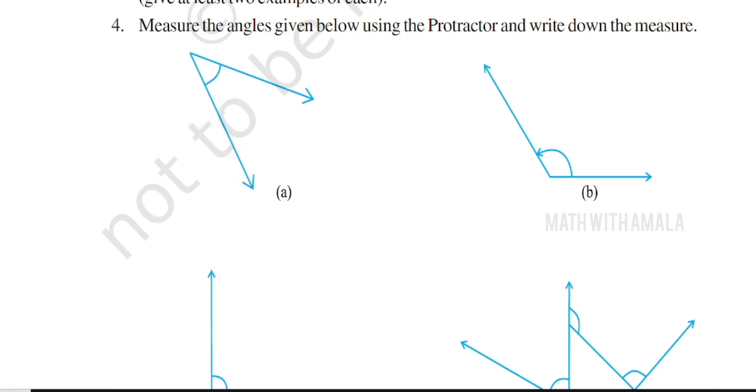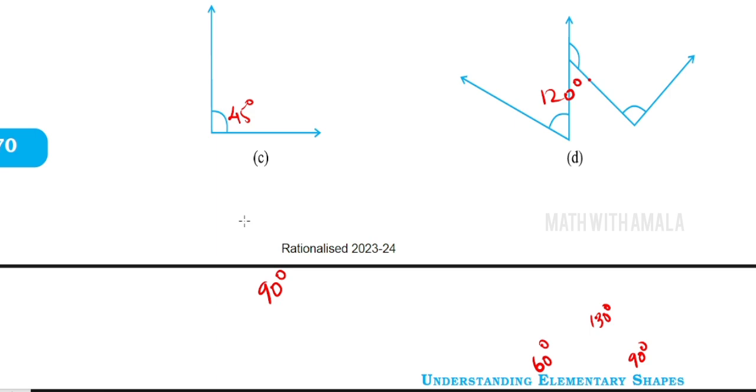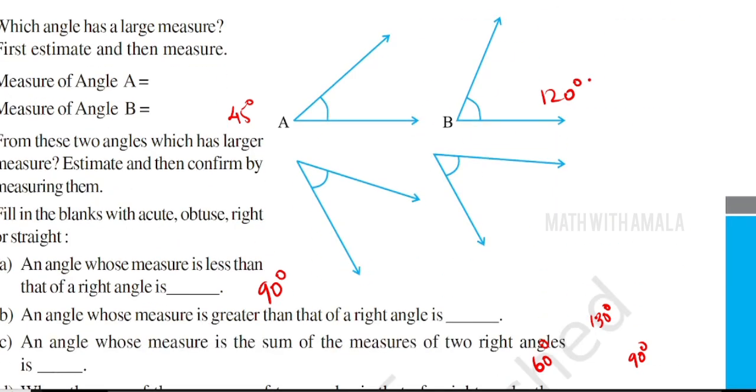And by using the protractor you can find it like the first A part is of measure 45 degree and B part is of measure 120 degree and C part is 90 degree. Then in the D part this angle is 60 degree, this angle is 90 degree and the next angle is 130 degree. Okay, next question, question number 4.